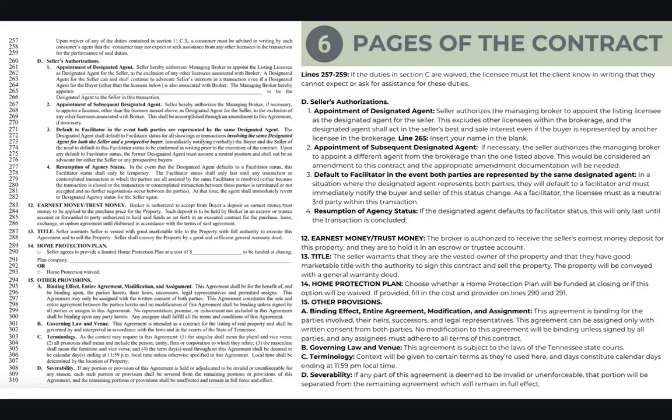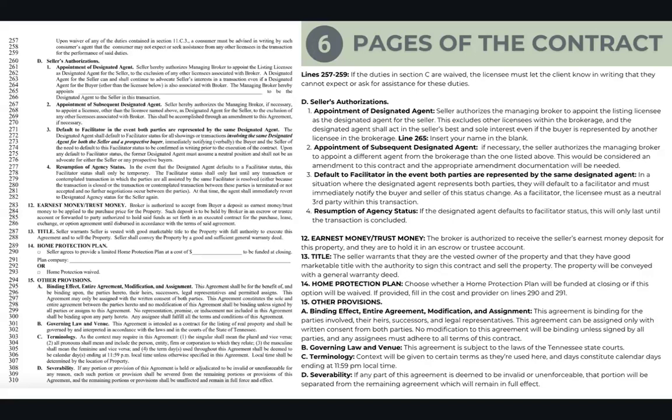Number 12, earnest money or trust money. The broker is authorized to receive the seller's earnest money deposit for this property, and they are to hold it in escrow or trustee account. Title. The seller warrants that they are the vested owner of the property and that they have good marketable title with the authority to sign this contract and sell the property. The property will be conveyed with a general warranty deed.